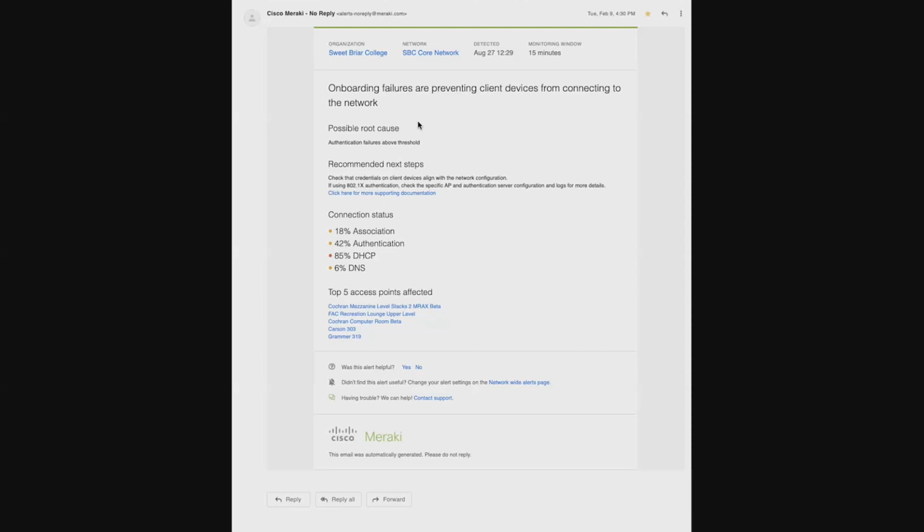So all you do is you configure the alert and you go in and you say, you know what, I want to enable smart alerts. And then we detect the issue. If we detect an anomaly, we notify you with that alert.